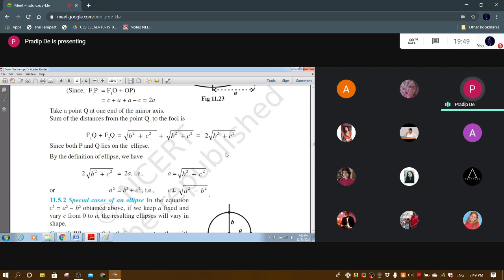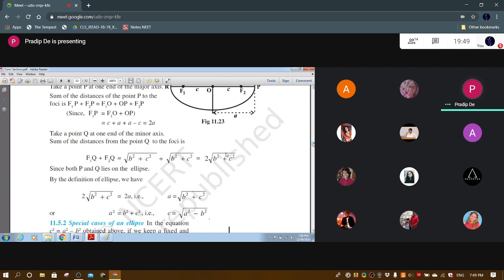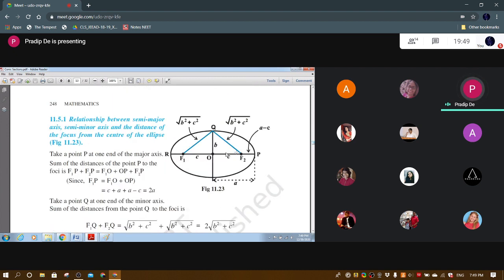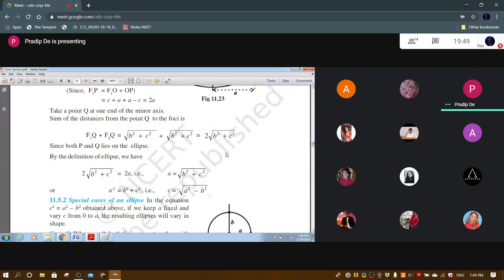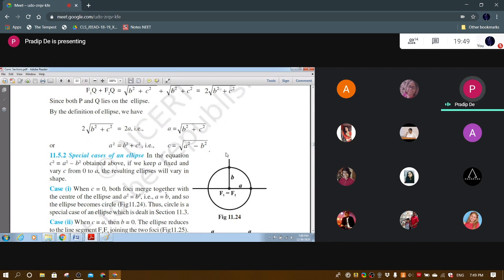So now we have got the relationship. What is C? C is the distance between the center and any of the two foci, OF1 or OF2. So OF1 or OF2 is equal to C, which is equal to square root of A square minus B square. A is the semi-major axis, B is the semi-minor axis. Clear up to this?